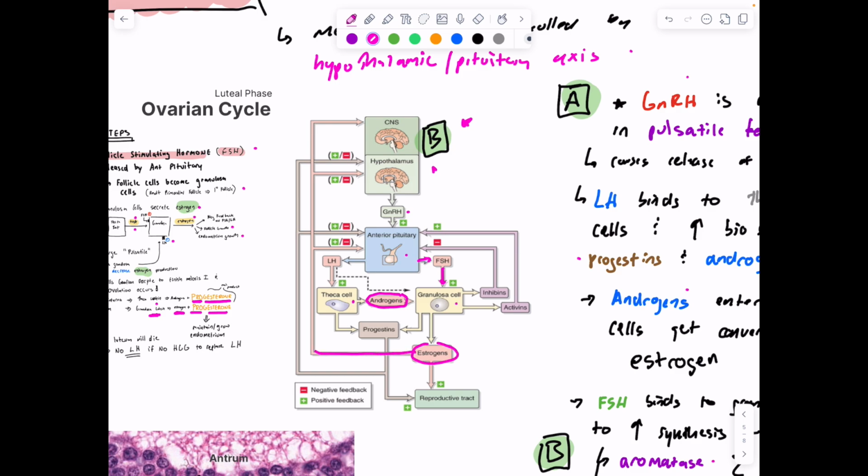That estrogen is going to go back and inhibit the anterior pituitary as well as the hypothalamus. And our granulosa cells will also produce inhibin, which will do exactly that, inhibit the anterior pituitary. And then they can also produce activin to activate the anterior pituitary.